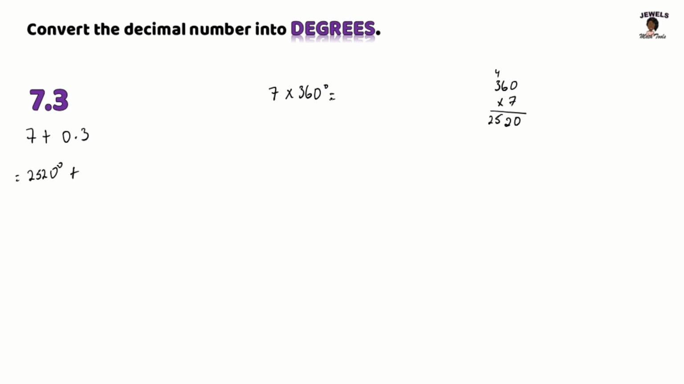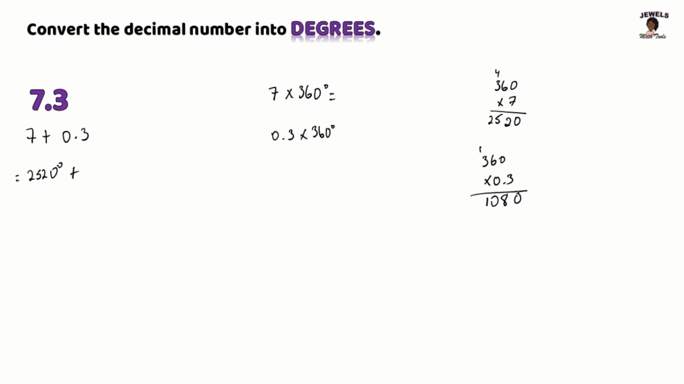And now we're going to find out what our 0.3 times our 360 degrees is. So we're going to take 360 degrees and multiply it by 0.3. 3 times 0 is 0. 3 times 6 is 18. We'll put our 8, carry the 1. 3 times 3 is 9, plus 1 will give us 10. And we know that everything times 0 will equal 0, so we're not going to go through that step in this video.